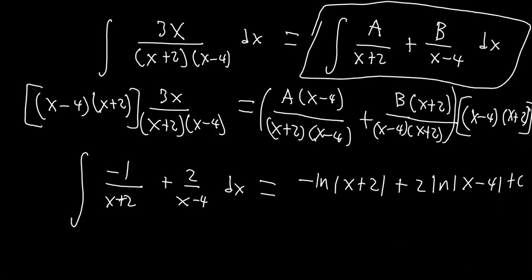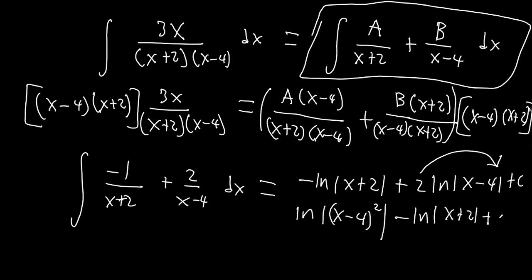Now, we can actually write this in a neater fashion. How though? According to logarithmic rules, we can put the 2 as x minus 4 all raised to the second power. So we're going to have ln of x minus 4 all raised to the second power, and then we have minus ln of x plus 2, plus c.